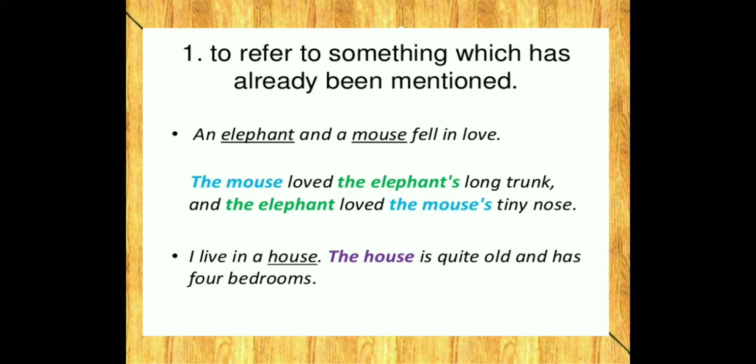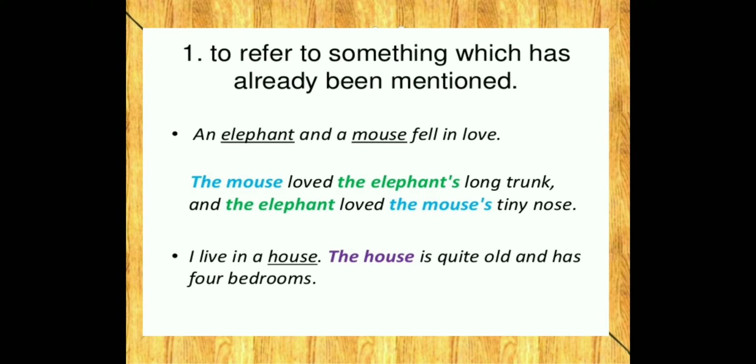For example, an elephant and a mouse fell in love. Now here the nouns elephant and mouse are used for the very first time in the sentence. That's why we are using the indefinite articles an and a. But when we will refer to the same nouns again in the sentence, then we'll replace an and a with the. So the mouse loved the elephant's long trunk and the elephant loved the mouse's tiny nose.